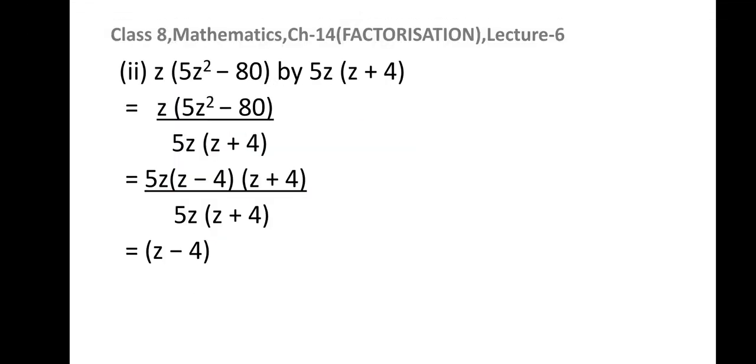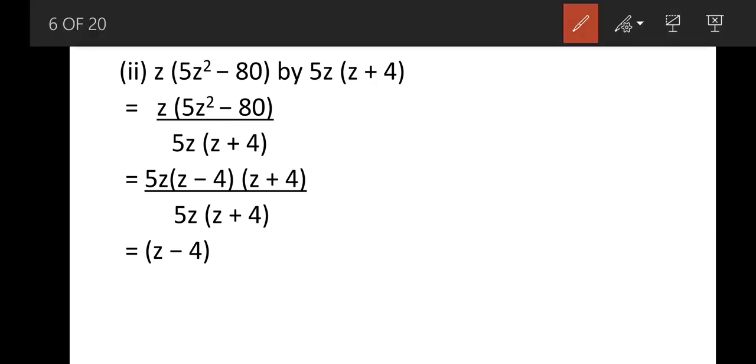Coming to the second part, you need to divide 5z square minus 80 by 5z plus 4. As I told you, you are supposed to factorize the given expressions or polynomials using factorization methods. So what I have done here is z was already given to me in the question. Out of 5 and 80, what is the common factor? That is 5, I have written outside. So what will be left inside?